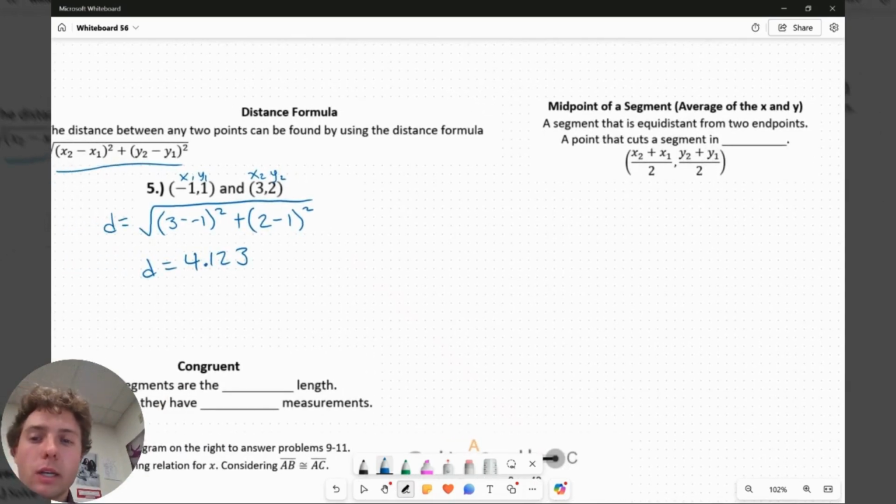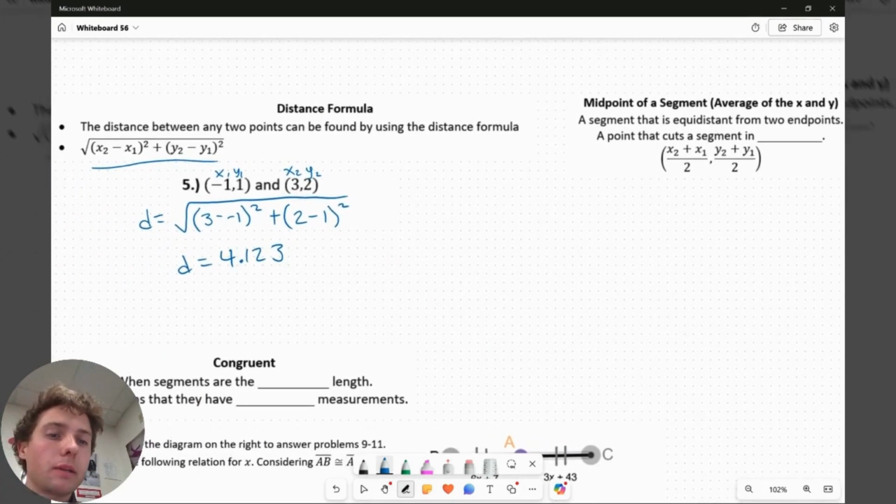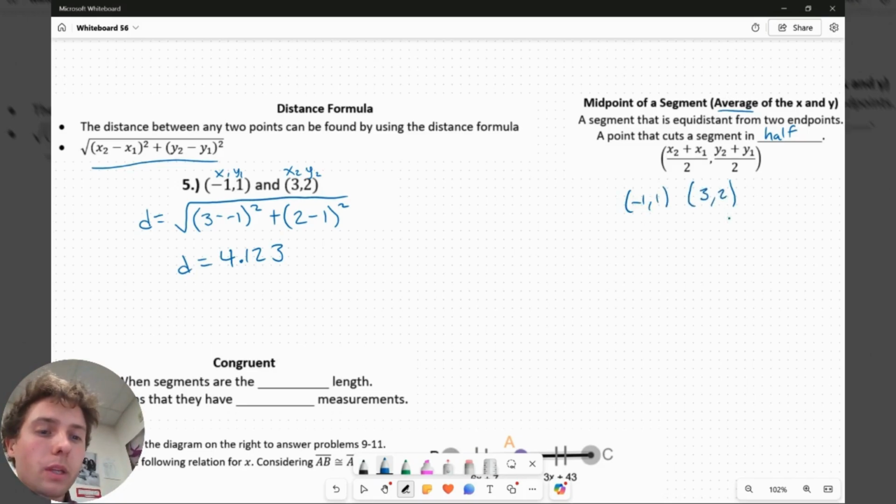Another formula you'll want to have memorized is midpoint. Midpoint is simply an idea that cuts a segment in half. It takes 2 equal halves. But midpoint is also just an average of your coordinates. So if I have those same coordinates, -1, 1, and 3, 2, all we're going to do to find the midpoint is take an average of the x values and an average of the y values.